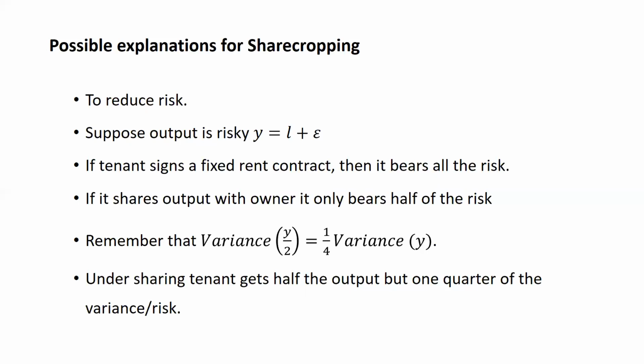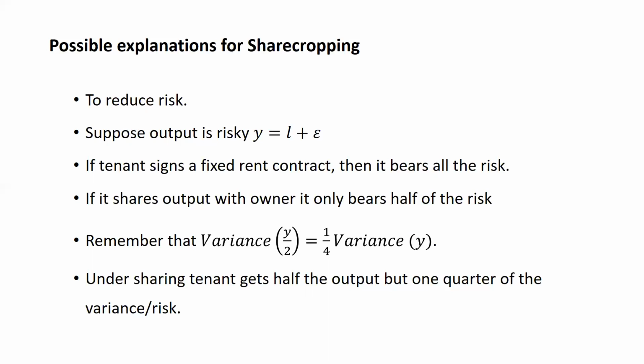And for those of you who are a little bit more familiar with probability, remember that the variance of y/2, which is your income when you have sharecropping, is a quarter of the variance you would have under the rent agreement. Okay, so even though you get half of the income, you're dividing the variance of your income by 4, and so that means that you're reducing your risk and you're getting the same expected payoff. So under risk sharing, the tenant gets half the output, but 1/4 of the variance or the risk.